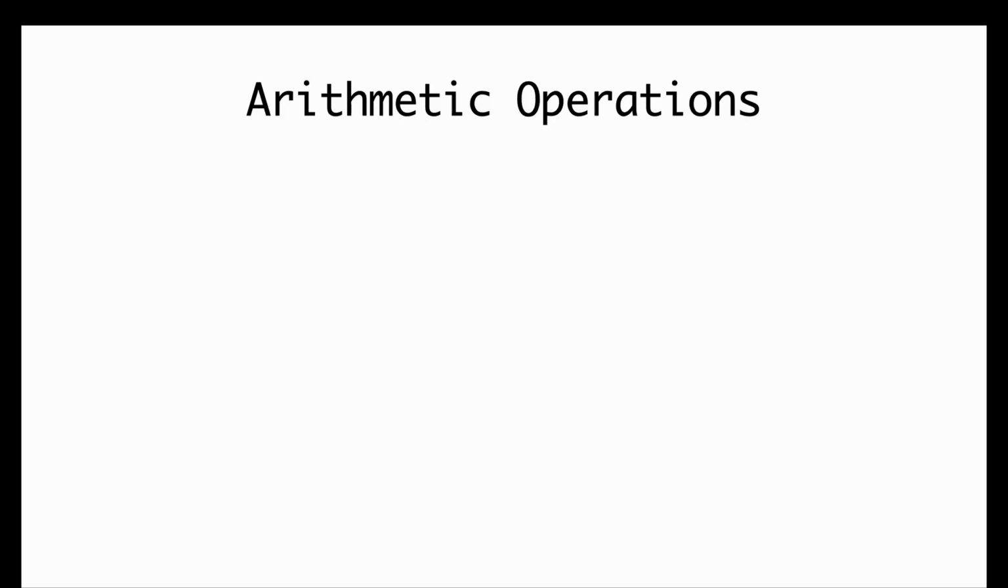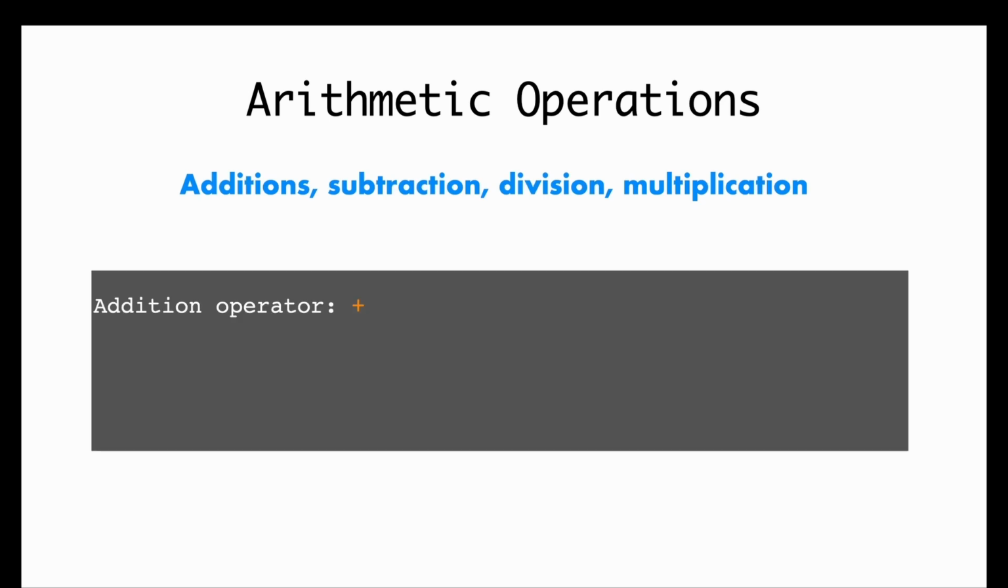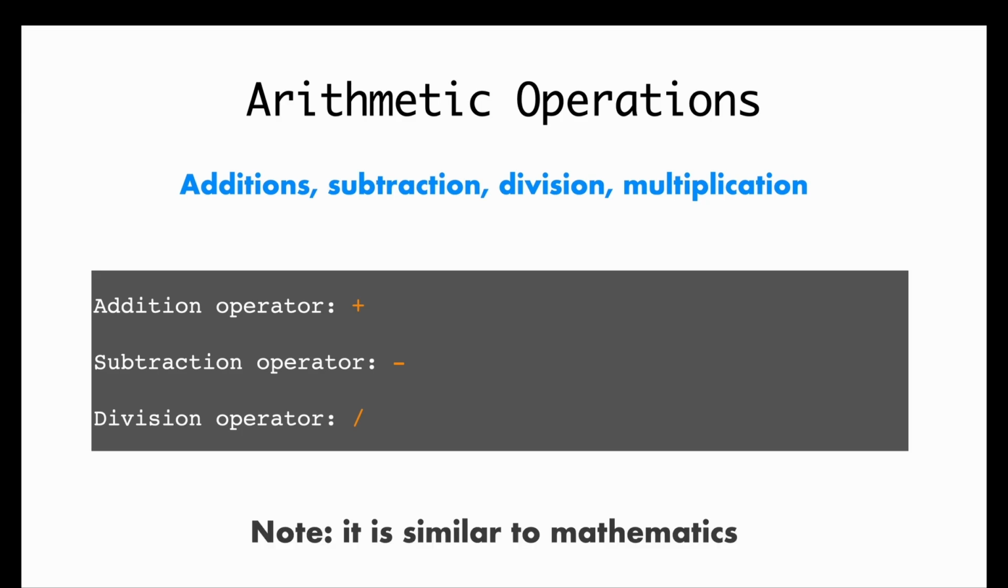Now let's discuss arithmetic operations in Java. The arithmetic operations such as addition, subtraction, division, multiplication are similar to what we do in maths. An arithmetic operation of addition is denoted by an addition operator called the plus sign, subtraction operator by the minus sign, and a division operator by the slash sign, right? Note, it is similar to mathematics.